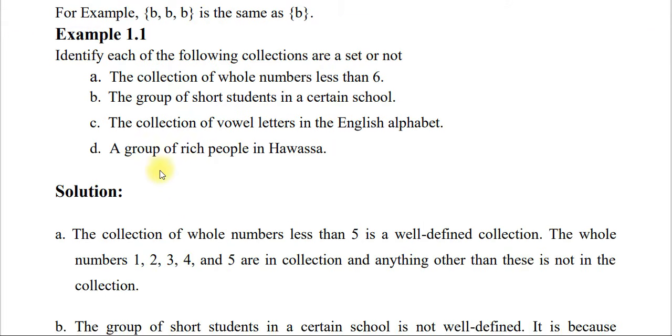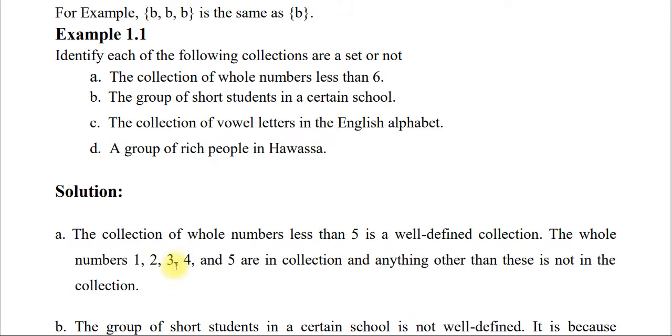When we come to the solution part, ወደ መፍትሄው ክፍል ስንመጣ የመጀመሪያው ለምሳሌ the collection of whole numbers less than 6 ስንል አሁን ይህ ነገር ሴት ነው አይደለም? ከስድስት የሚያንሱ ሆል ነምበሮች ስብስብ። So, the collection of whole numbers less than 6 is a well-defined collection. The whole numbers are 1, 2, 3, 4 and 5.